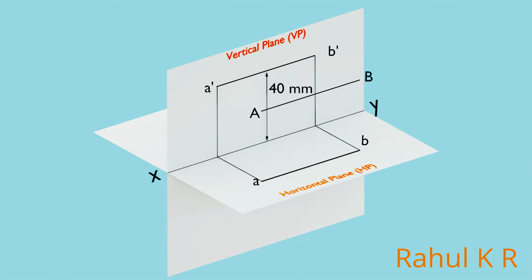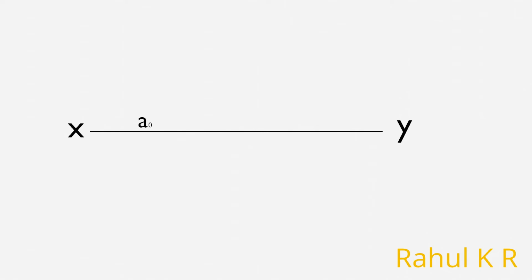And the length of the front view will be same as that of the given line, which is 50 mm. To draw the front view from A0, draw a thin perpendicular line towards top at a length of 40 mm. Mark that endpoint as A dash.